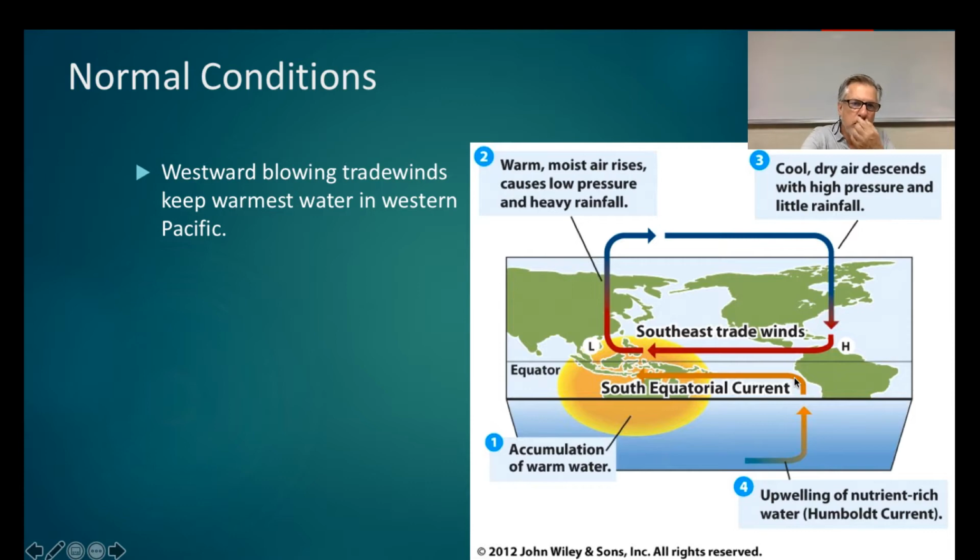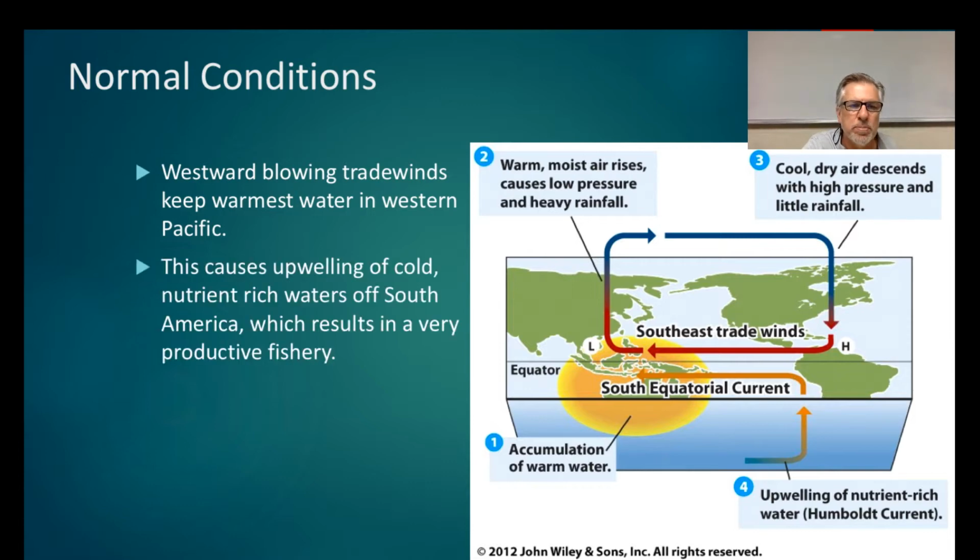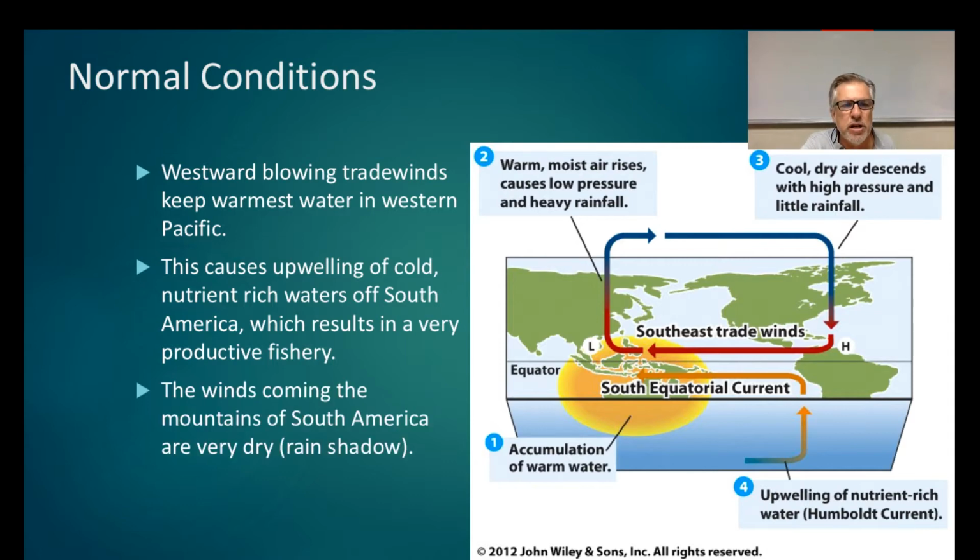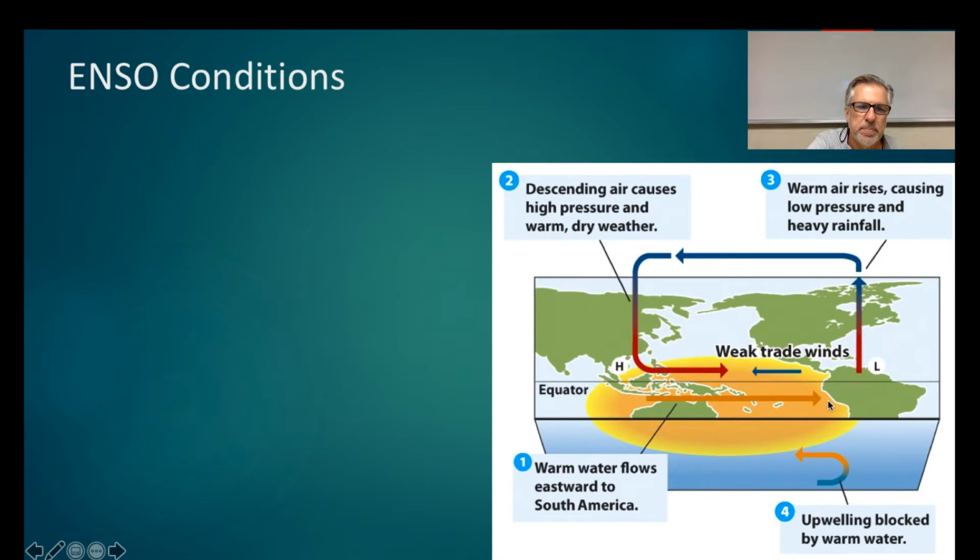The westward blowing trade winds keep the warmest water in the Western Pacific. This causes upwelling of cold water in the Eastern Pacific. Results in an amazingly productive fishery. The winds coming off the mountains in South America are very dry, and some of the driest deserts in the world are along this western side of South America.